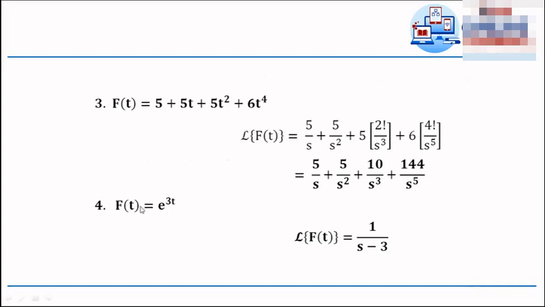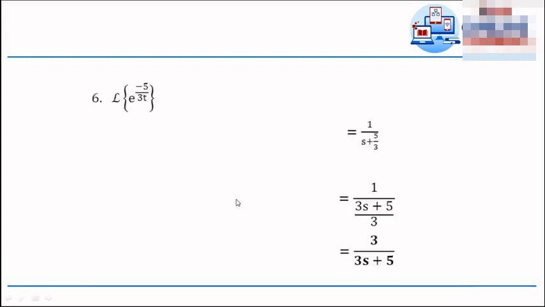Okay. So our a is equal to 3 multiplied by t. So from your formula, e raised to a multiplied by t is equal to 1 all over s minus a. Our a is equal to 3. So that is now the Laplace transform of your problem number 4. Okay. Next, number 6 na. Okay. We don't have number 5.